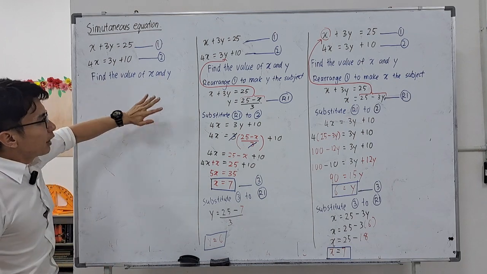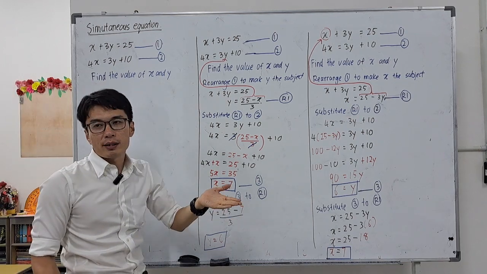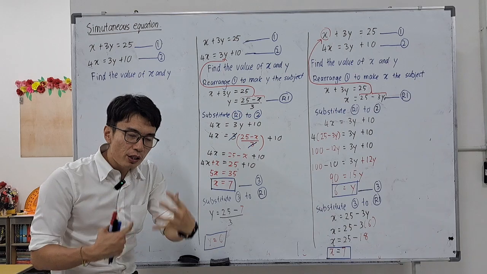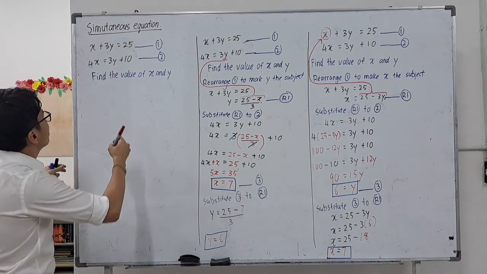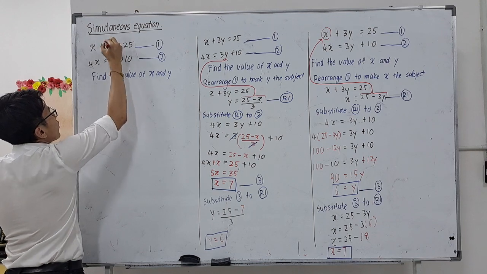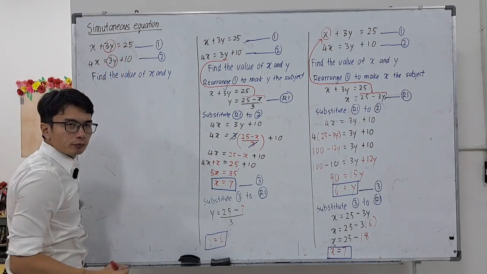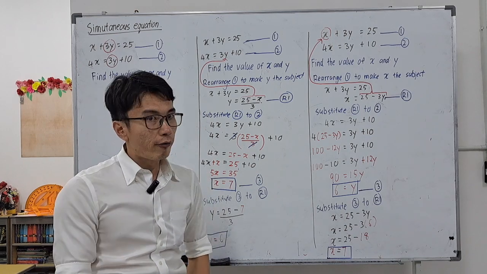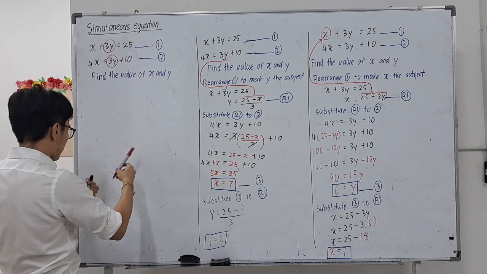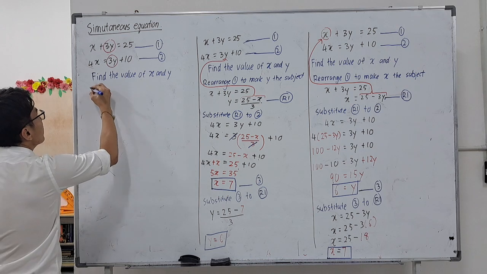Now, what about another way? I can use another substitution method, but I will rearrange the formula in such a way. If you notice over here, there's 3y over here and there's 3y over here. And I can utilize this information for my advantage. So I'm going to rearrange the formula.